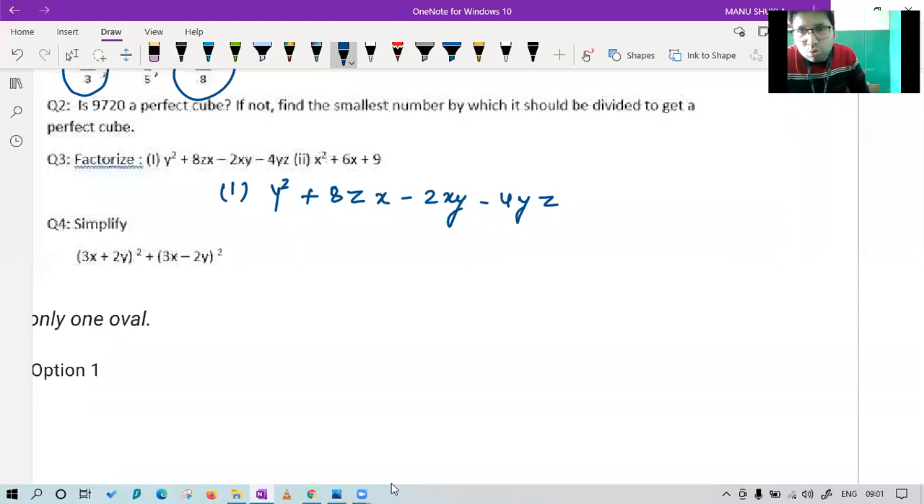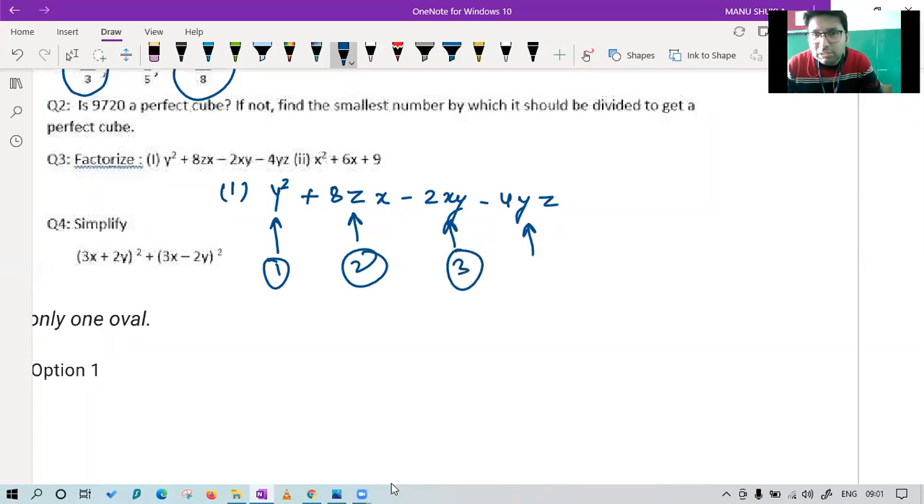Better if you take something common. Yes, we can't use any identity in this one because it is not following it. Common is better. Yes, we have to make 2 pairs. Now tell me which pair should I go for? This is the first expression, this is the second expression, this is the third expression, and this is the fourth expression. Tell me which group you will make. 1 and third, very good. Okay. 1 and third, second and fourth.